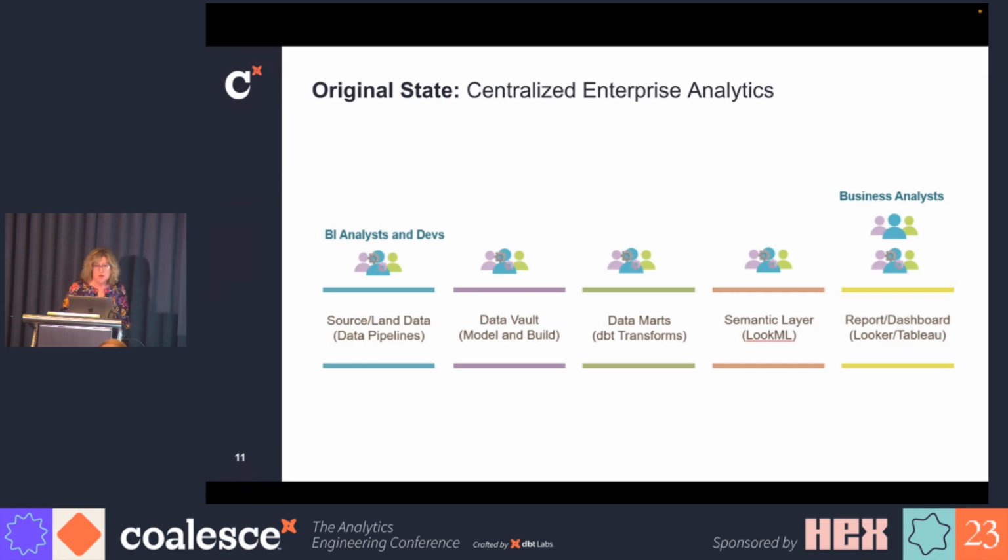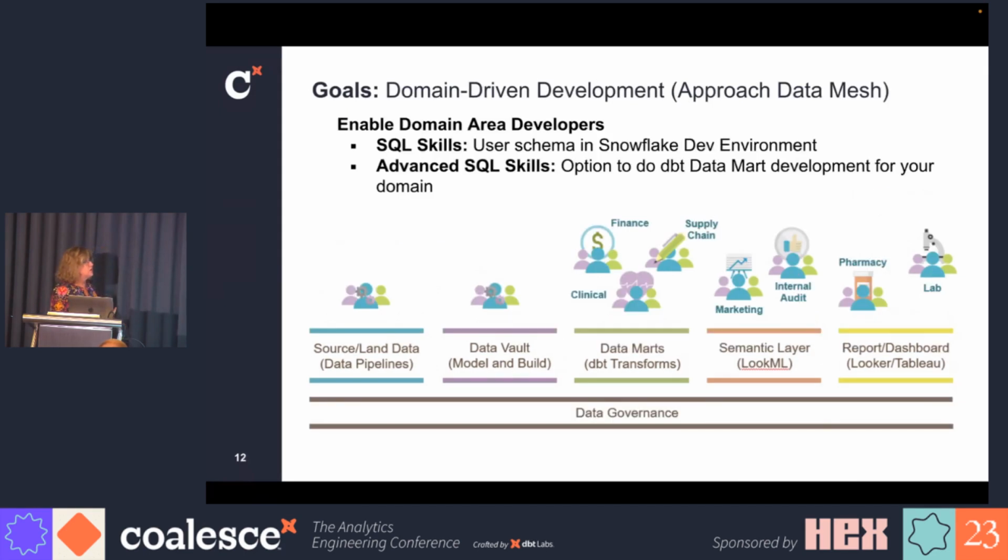And where we're looking to go, and where we have been moving to, is more of a domain-driven development environment, approaching data mesh. And I'm not saying we're doing data mesh, but we're definitely approaching it, where we still have the same SDLC steps, and we still have our BI devs and analysts involved across, but we're also starting to bring in our different teams. And so you can see we have folks like the lab domain, the pharmacy domain, internal audit, marketing, and you can see that they're on different points along the domain development lifecycle.